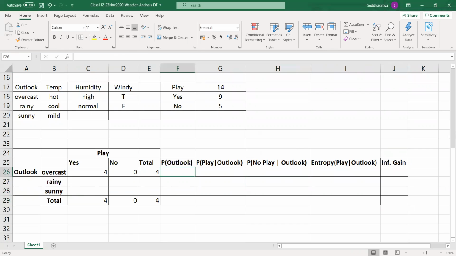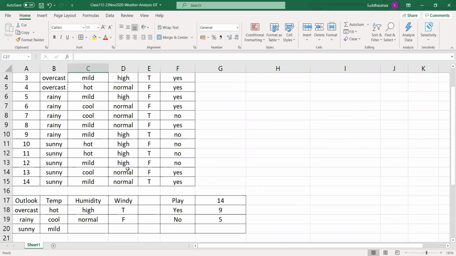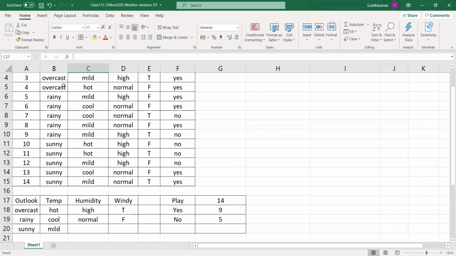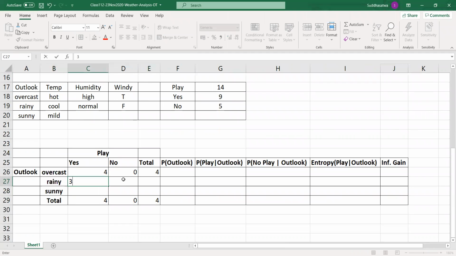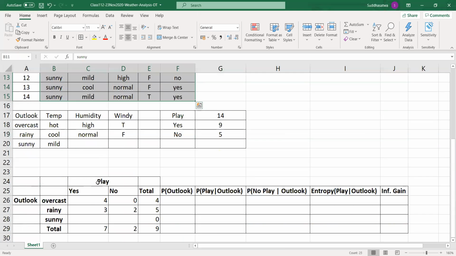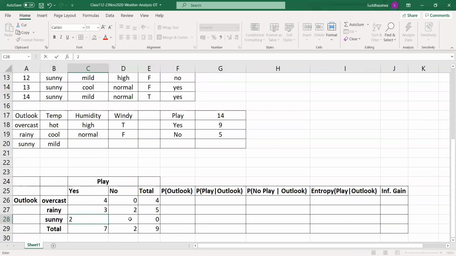Okay, good. Then let's calculate the numbers first. Because you have understood what we are doing over here, I'll go a little bit quickly, maybe. So for rainy, I have 3 and 2, right? And I did not scroll this down. For sunny, what do I have? 2 and 3. Very good. So I have 2, I have 3, right? So this is the division.